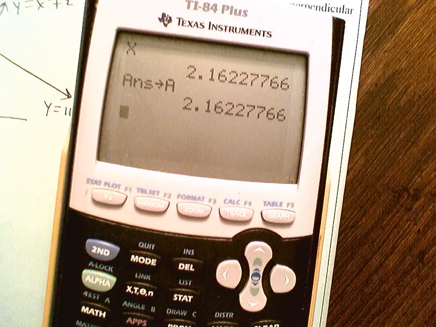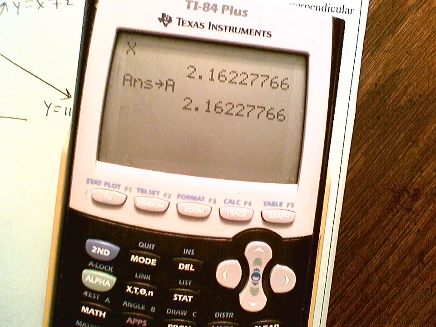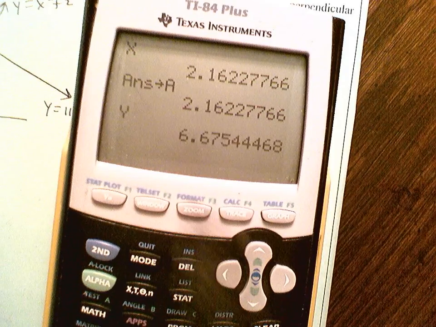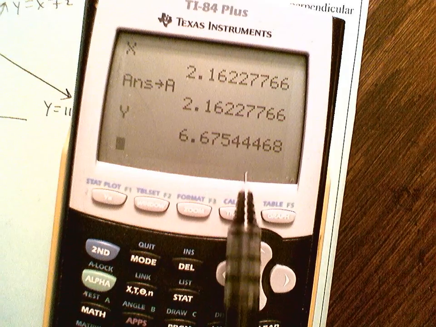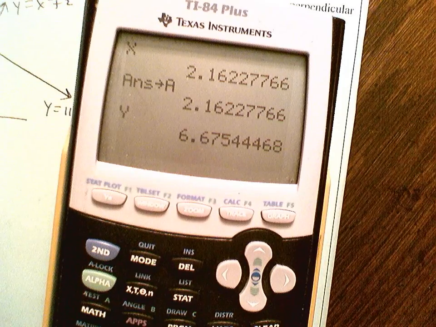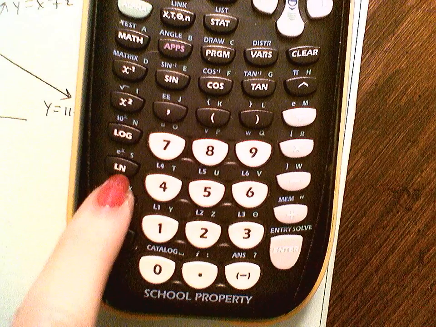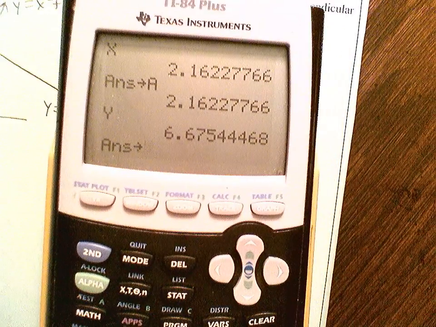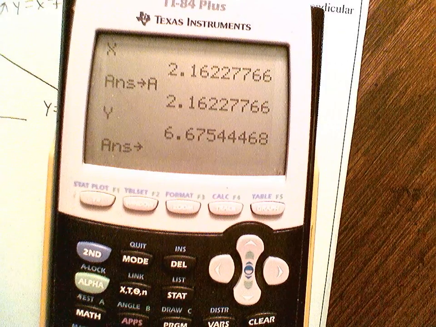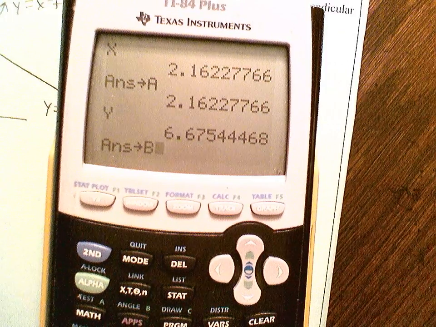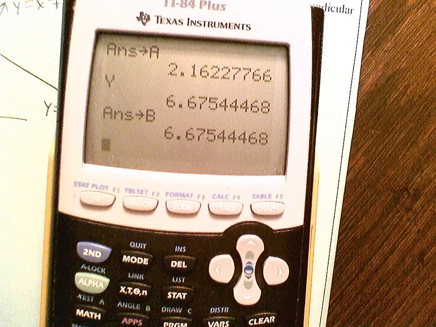Now let's look at Y. So I go alpha 1 is Y, and that's the Y coordinate of the intersection point that we just found, and I'll store that as B. You might not remember this, the store button's right down there. So I go store, and then alpha, where's B? Alpha apps is B.